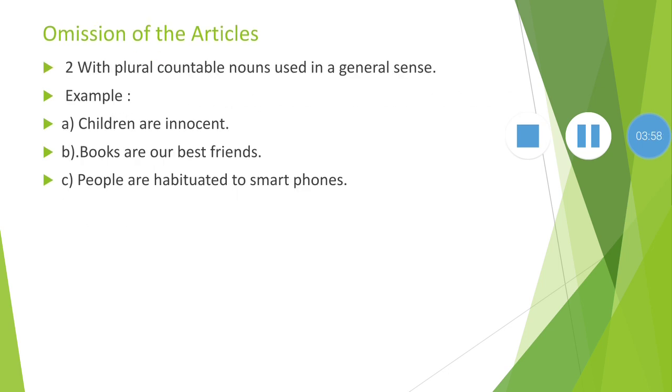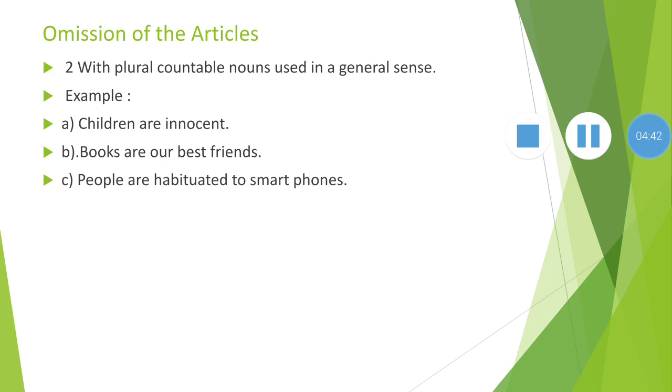Next, second: with plural countable nouns used in a general sense, we do not use any article. Meaning, when a plural noun indicates a common or general sense, at that time we omit, or delete, the article. For example: Children are innocent. Children is a plural countable noun and it gives the general sense of innocence of the students. That's why we do not use an article in this example. Books are the best. Books are our best friends.